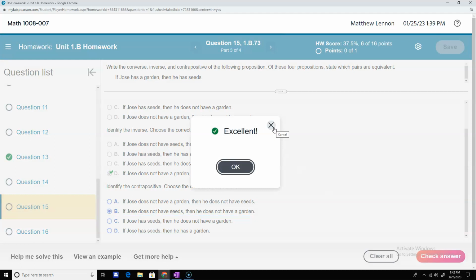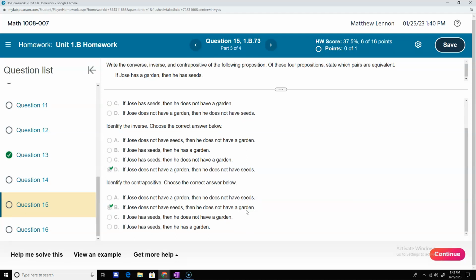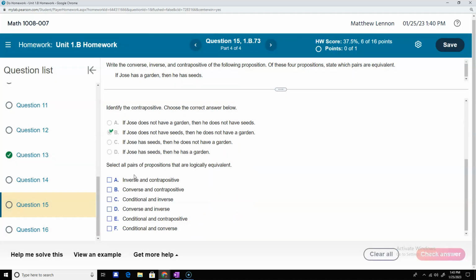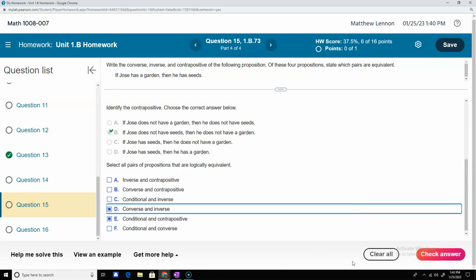And again, that's just looking at the definitions of the converse, inverse, and contrapositive. If you have P implies Q, the converse is Q implies P. The inverse would be not P implies not Q, and the contrapositive is not Q implies not P. So I think that's pretty much straightforward on this homework. Oh, there's more parts. Let's continue. Select all pairs that are logically equivalent. Well, we know the conditional or the implication and the contrapositive are equivalent. And we know the converse and the inverse are equivalent. And those should be the only two.